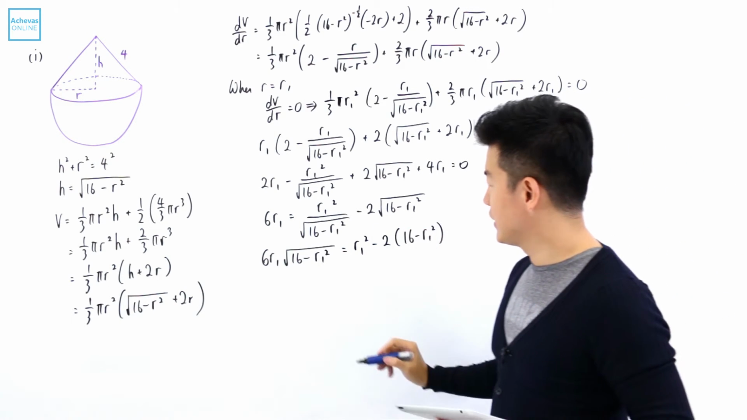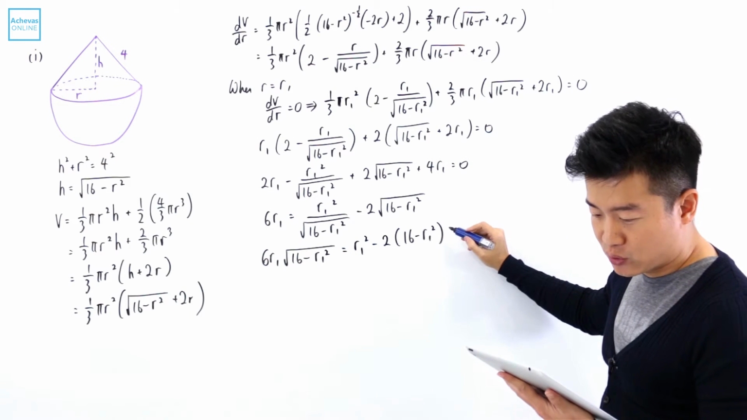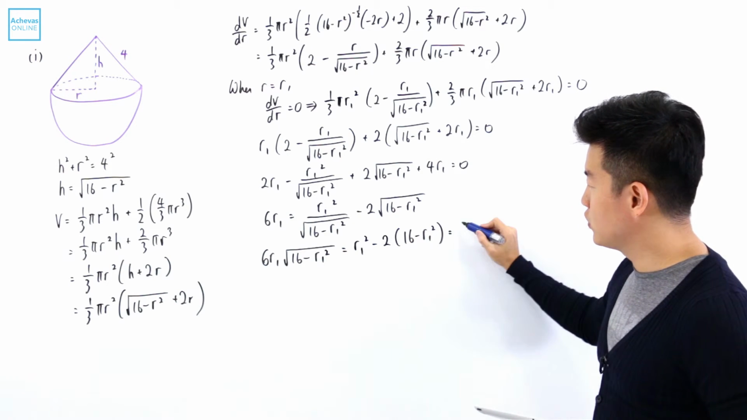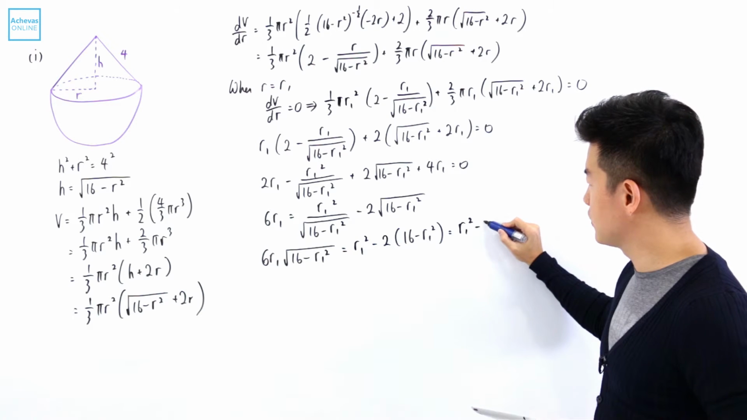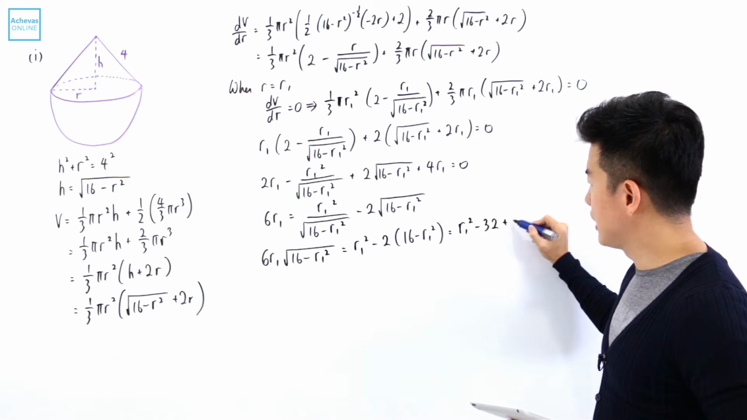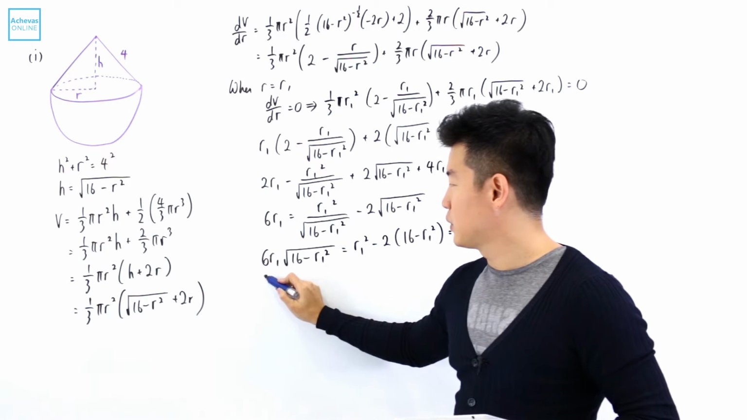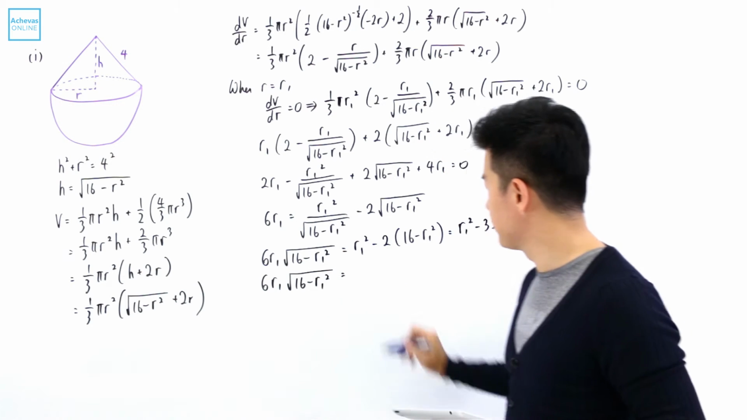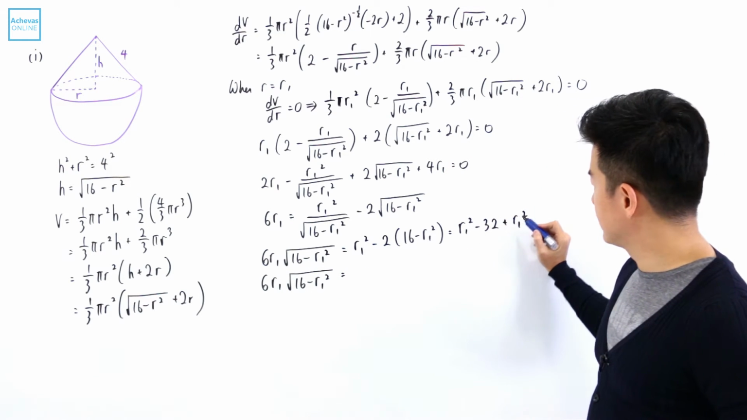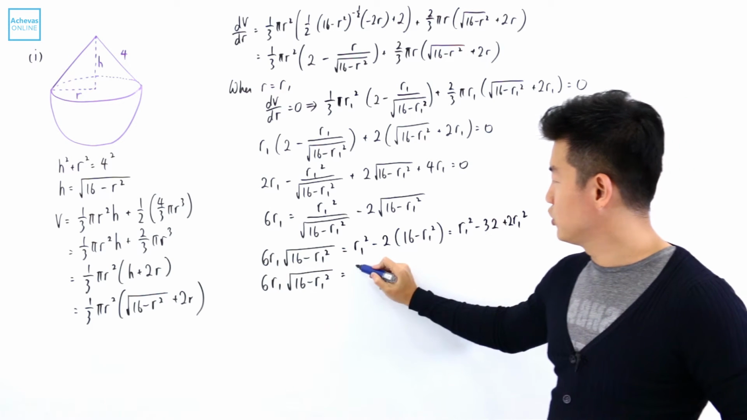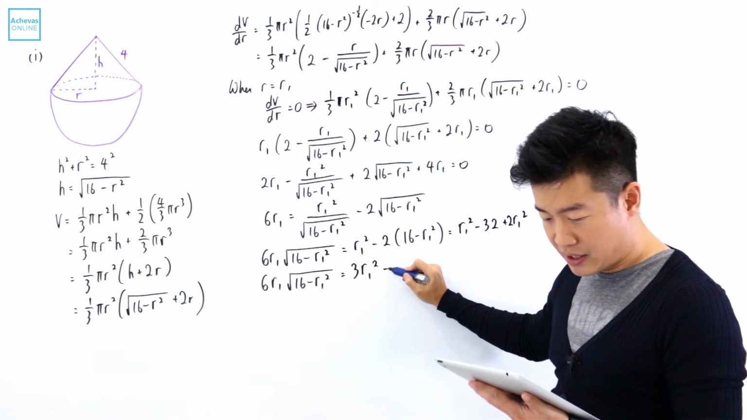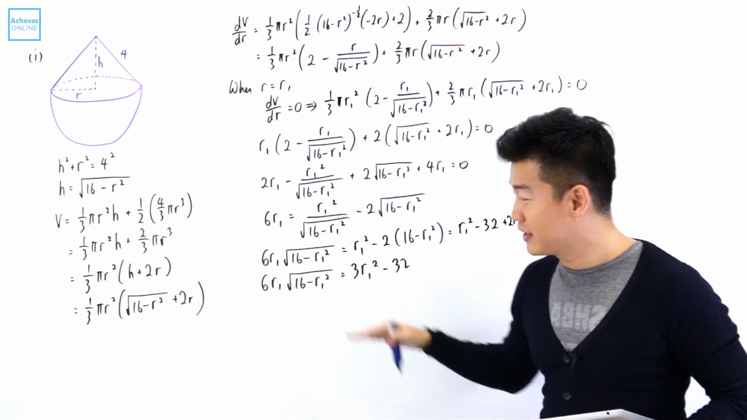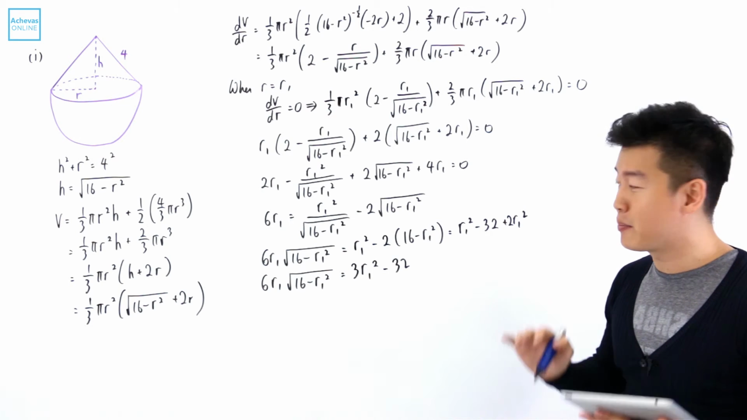And let's simplify this a bit. On the right hand side, multiplying the 2 in, it will be r1² minus 32 plus r1². That is why 6r1 times the square root of 16 minus r1² will be equal to this. There's a 2 here, so this is going to be 3r1² minus 32. And now we are just a few more steps from removing the square root. What I'll do next is to square both sides.